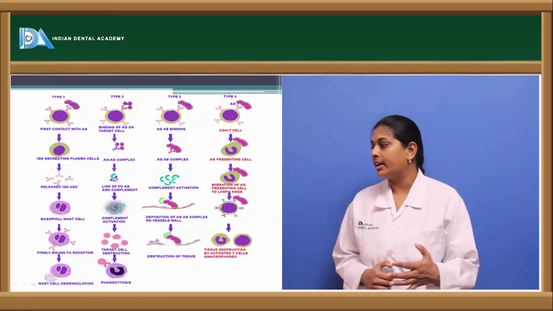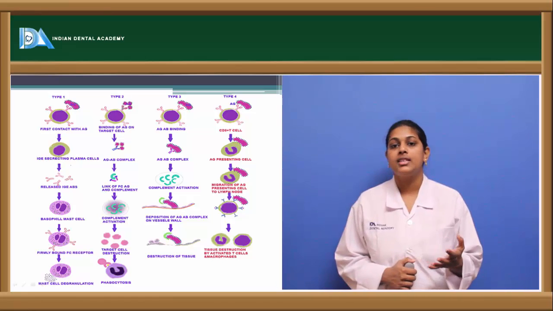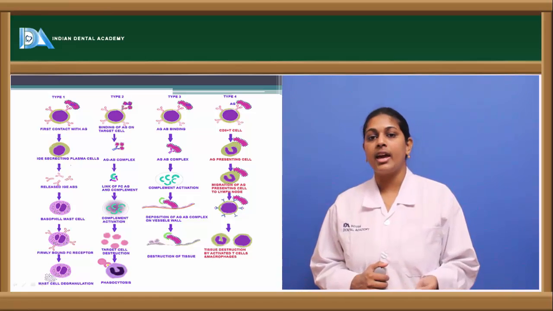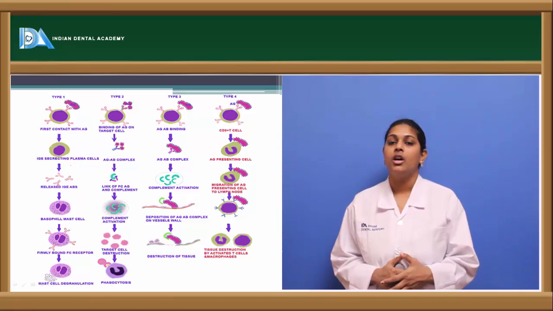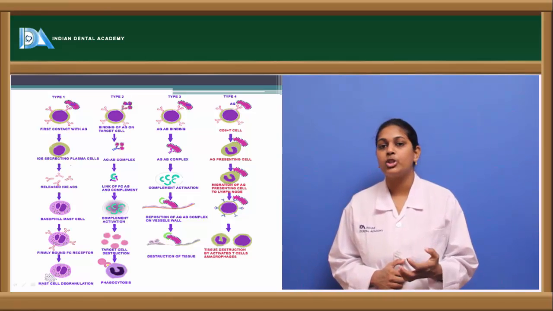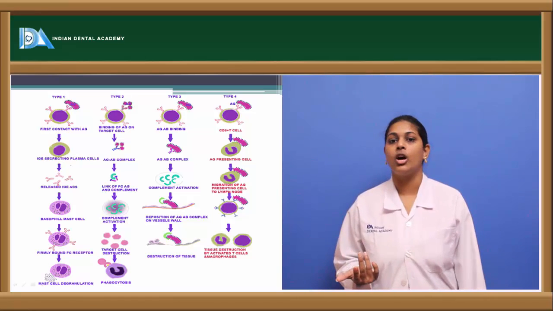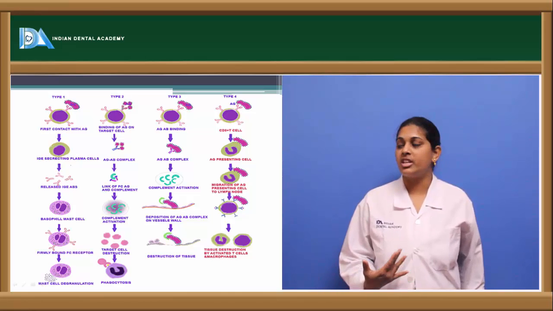Rather, there will be deposition of this antigen antibody complex on the vessel wall. Since the targets in type 3 hypersensitivity reaction are the blood vessels, these antigen antibody complexes get deposited in the vessel wall, and they cause inflammation of the vessel wall by destroying the tissue. That is, they cause conditions like arthritis in case of type 3 hypersensitivity reaction.